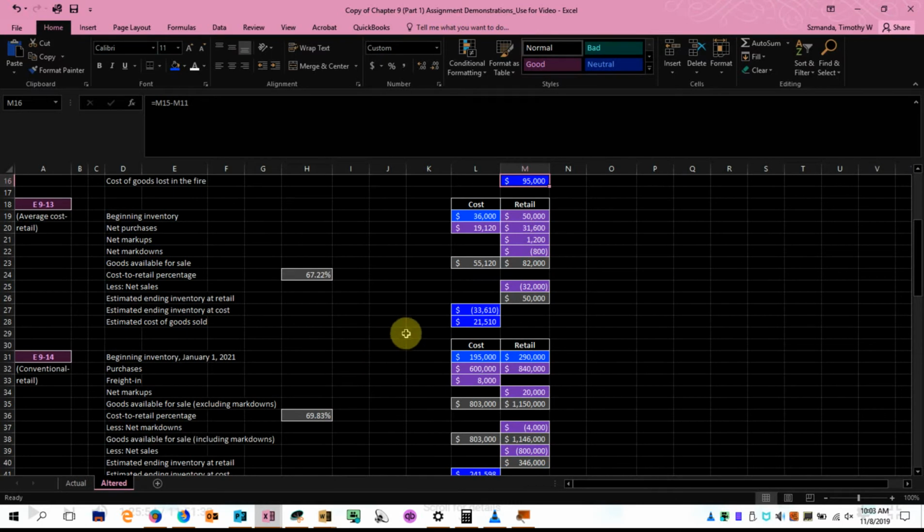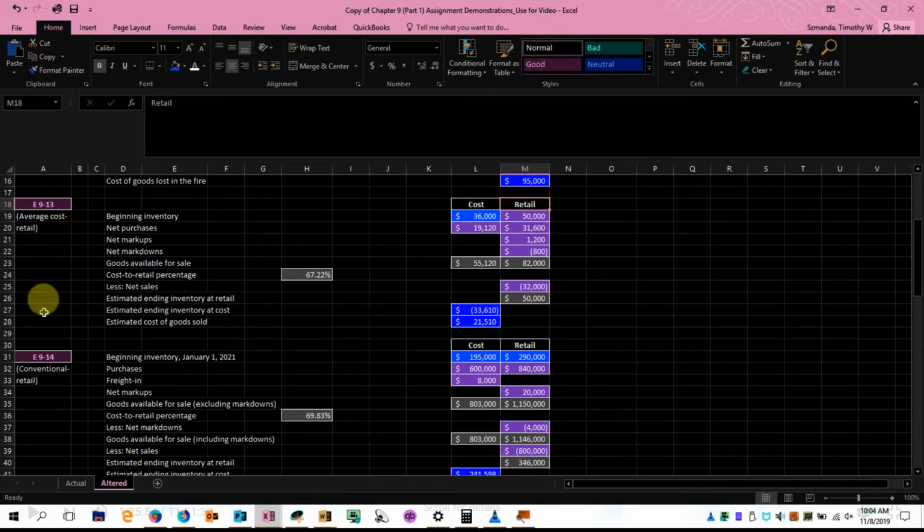Another method of estimating inventory is using with these retail methods. We're just going to focus on the retail method that involves the average cost and the conventional retail. So both are retail methods of estimating cost of goods sold and any inventory. That's the objective. And they're both retail methods, so we're going to really isolate the relationship between the cost of our inventory and what we sell it for, the retail. We're going to use that relationship then to estimate our ending inventory and our estimated cost of goods sold.